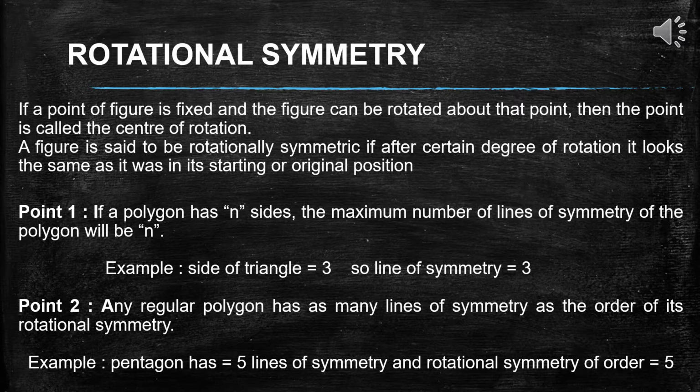Here we will keep two points in mind. Point 1, if a polygon has n sides, the maximum number of lines of symmetry of the polygon will be n.